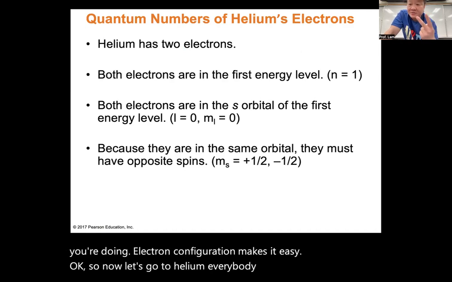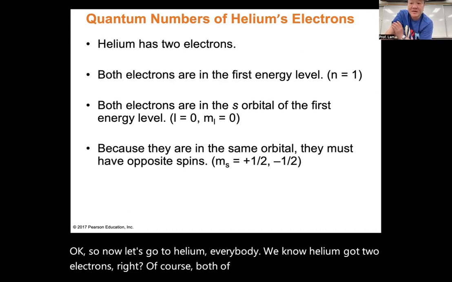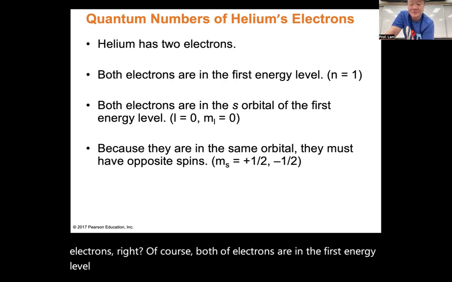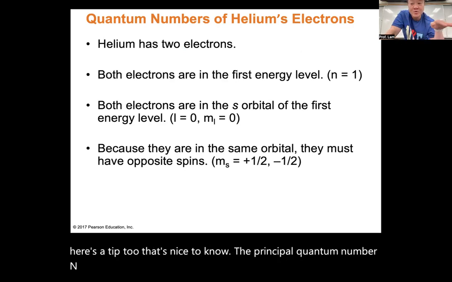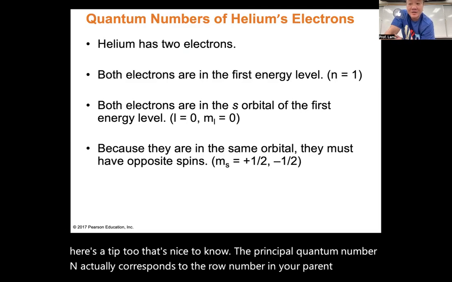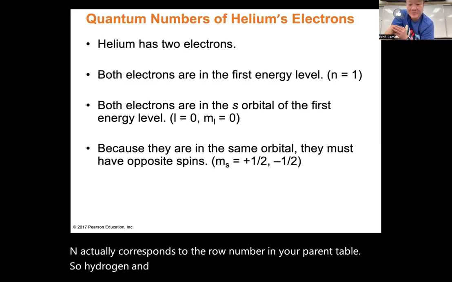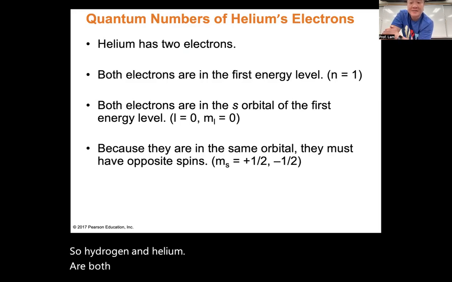Okay, so now let's go to helium. Everybody, we know helium's got 2 electrons, right? Of course, both electrons are in the first energy level, n equal to 1. And by the way, here's a tip that's nice to know. The principal quantum number, n, actually corresponds to the row number in your periodic table. So hydrogen and helium are both in the first row, so they both will have n equal to 1.